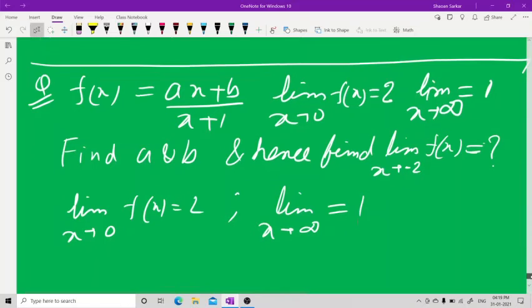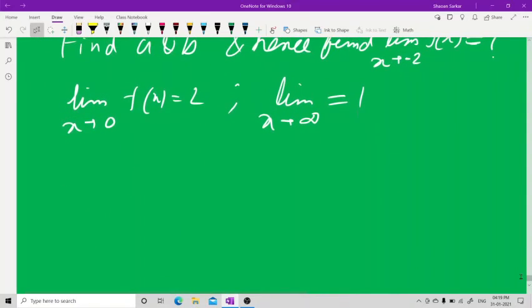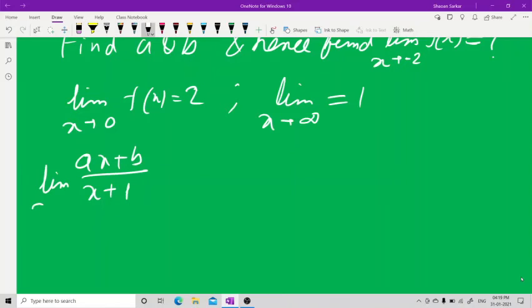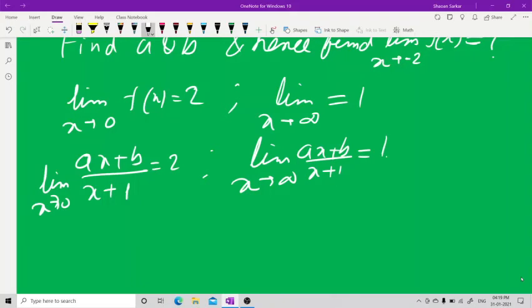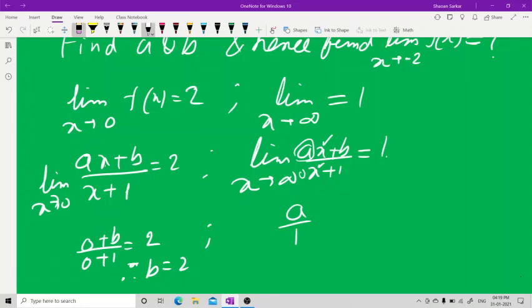Now just put the values, let's write it down. Here it is. Yes, this is 2. Now this is (ax + b) upon (x + 1), limit x tending to 0 is 2, and here limit x tending to infinity, (ax + b) upon (x + 1) is equal to 1. Now 0 you put here, so this will become 0 plus b upon 0 plus 1 is equal to 2. Therefore b from here comes out to be 2. Now I told you if both of them have the same power in a polynomial, just write the coefficients. So this will be a by 1.